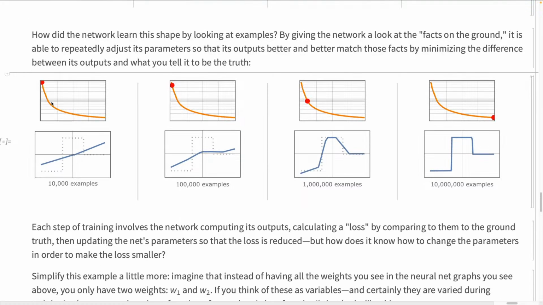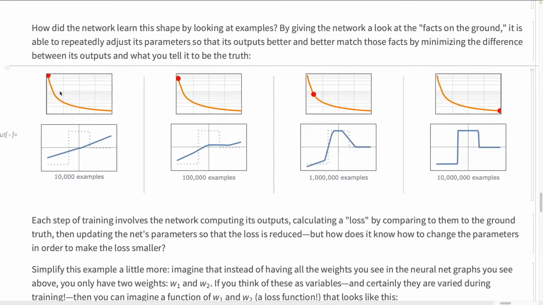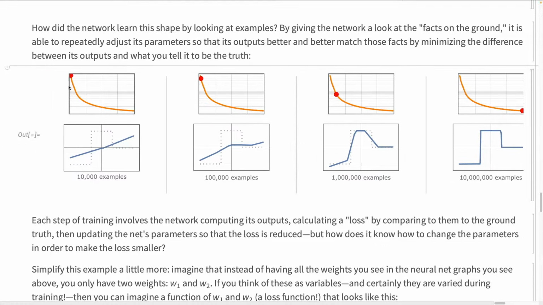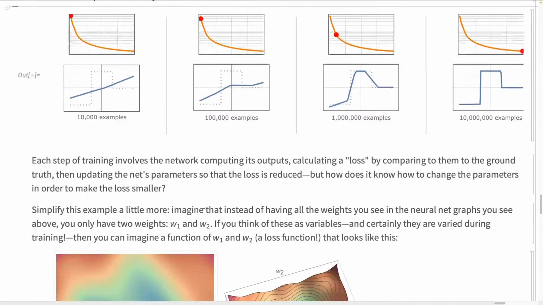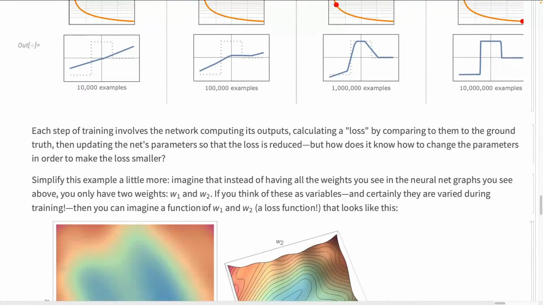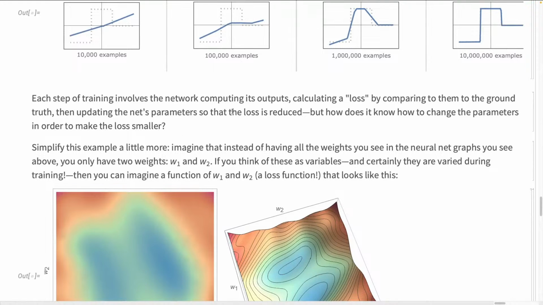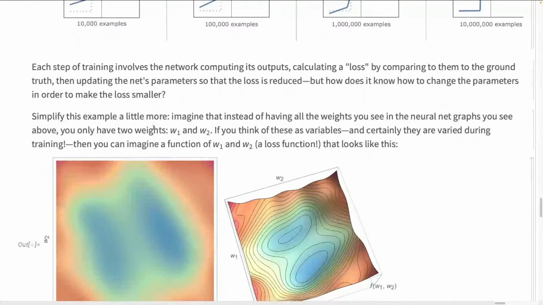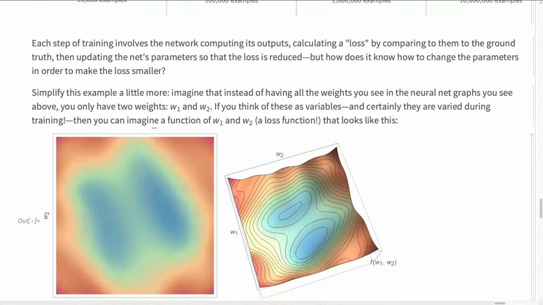And so as you give it more and more and more examples, the error that it experiences between what it has and what it wants gets smaller and smaller and smaller. And it tends to follow this sort of curve. So each step of training, the network computes some outputs, and then it calculates a loss by comparing them to the ground truth that we have provided. And then it updates the network's parameters to reduce that loss.